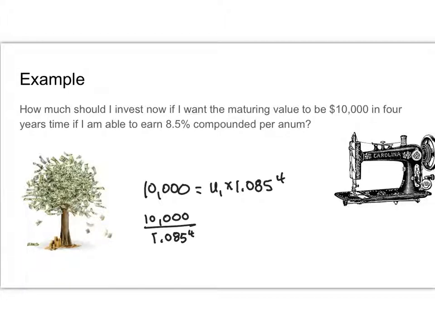So I can't separate this because this belongs together, but I can separate it from the U1, and that is going to leave me with my initial term or my initial value. And that means that I need $7,215 and, oops, that should be a decimal, 74 cents.